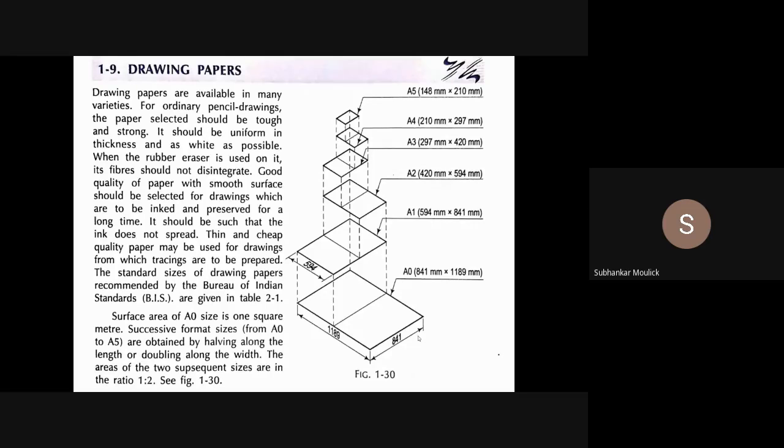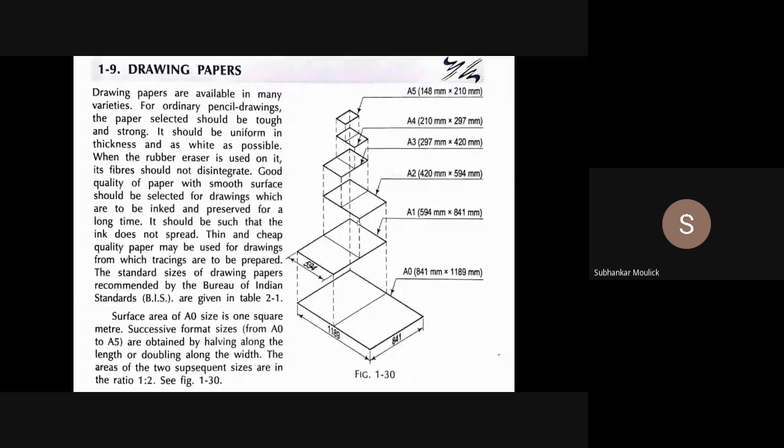If I am making the length half, 1189 divided by 2 is how much? 594 mm. Then for A1 size paper, this 594 becomes the width and 841 becomes the length. Similarly, if you want to convert an A1 size paper into A2 size paper, what do you have to do? Either you can reduce the length by half, or you can double the width, but you cannot do both things at a time.